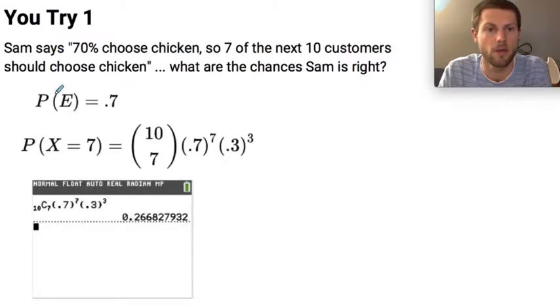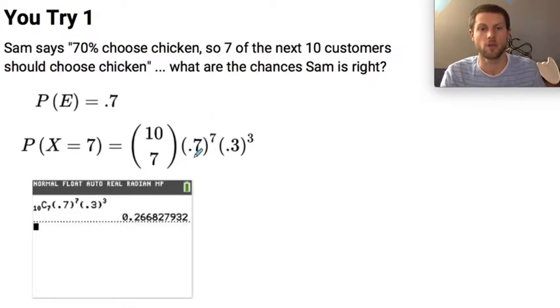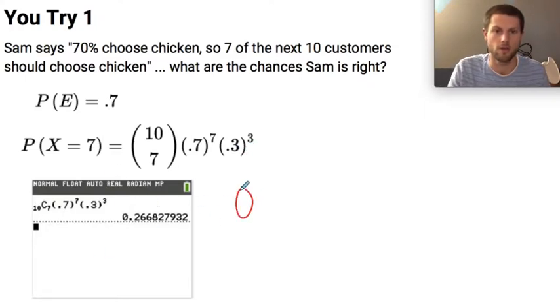All right, so the probability of the event occurring is 0.7, since 70% of people choose the chicken, and I want to find the probability that that event occurs 7 times. Since I have 10 trials out of 10 people, and I want to find the number of combinations of choosing 7 of these customers for success, I'm going to multiply that by my probability of success to the 7th power times the probability of failure to the 3rd power. And after typing that in my calculator, I get this. So I would be good with a number of 0.267 as my probability.